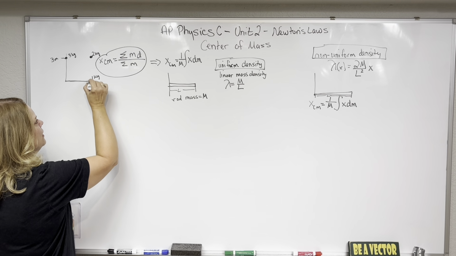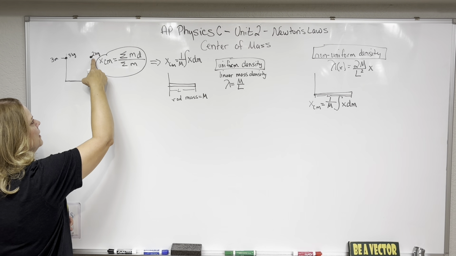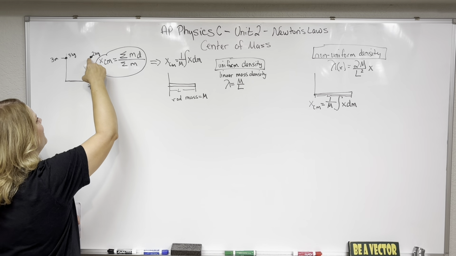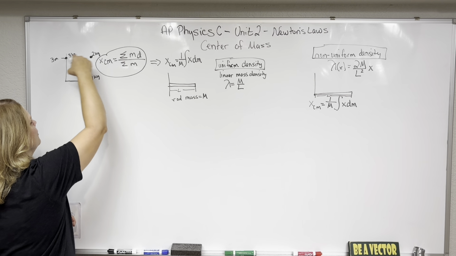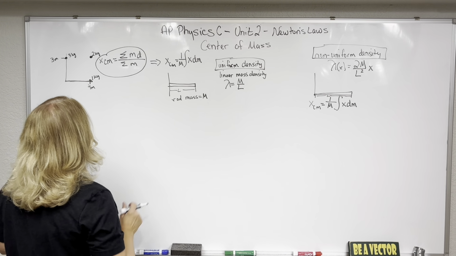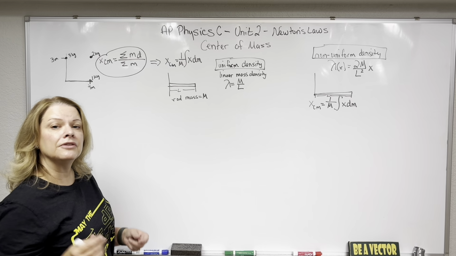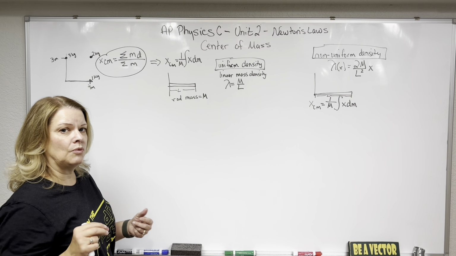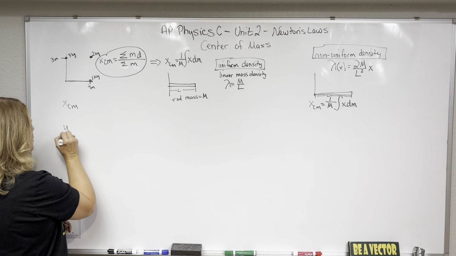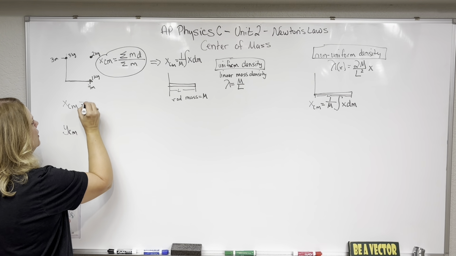I have a 1 kilogram dot here at 4 meters on my x-axis. I have a 2 kilogram object up here at 4 meters on the x and 3 on the y. And then I have this 3 kilogram on the y-axis at 3 meters. I want to know what is the center of mass of this system. Now this is 2D. We're dealing with x and y, so it's going to have a center of mass in the x, and it's going to actually have a center of mass in the y as well. So let's get started here.